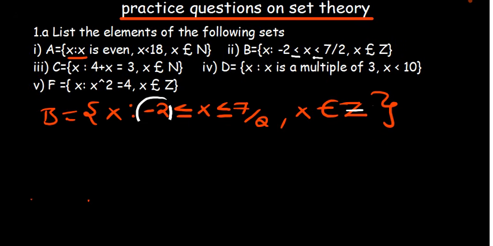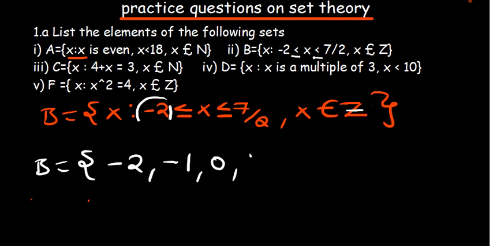When listing our set B, we're going to start from -2. They're going to be moving in the order of just integers: -2, -1, 0, 1, 2. If you look at 7/2, when you divide, it's basically 3.5. Now 3.5 is not what?